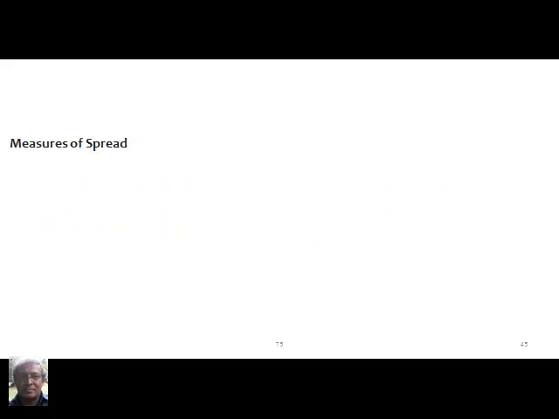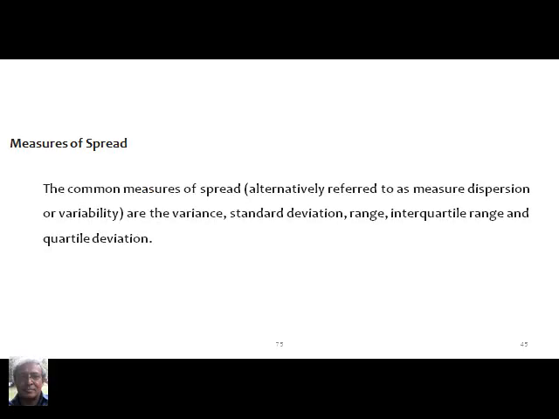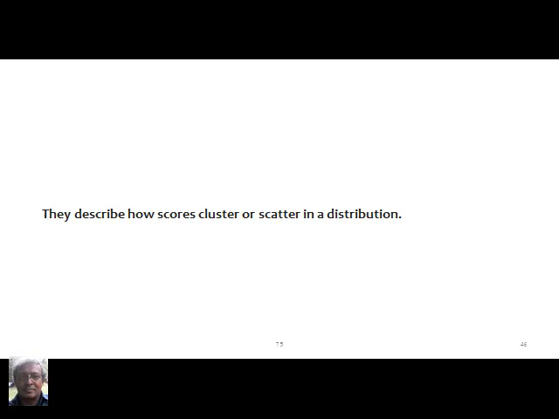Measures of spread. The common measures of spread, alternatively referred to as measures of dispersion or variability, are the variance, standard deviation, range, interquartile range and quartile deviation. They describe how scores cluster or scatter in a distribution.